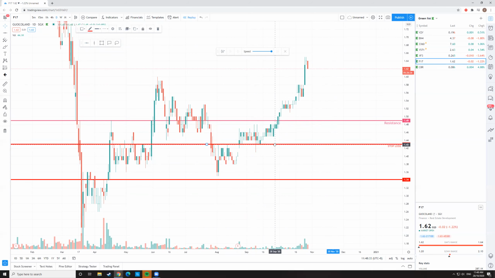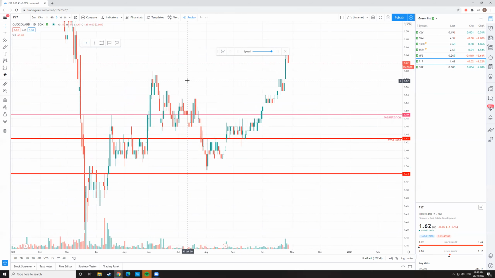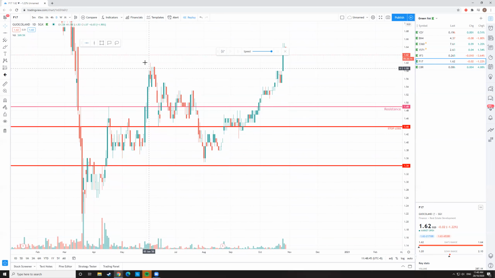Now the disadvantage comes in where, for example, sorry, 1.44 is here. So when price retraces down, most likely the trader who placed the stop loss at 1.44 will get stopped out here already, or maybe even here. But this person is not stopped out.